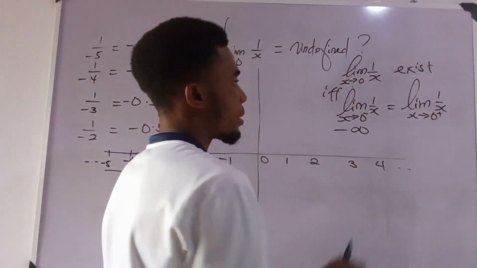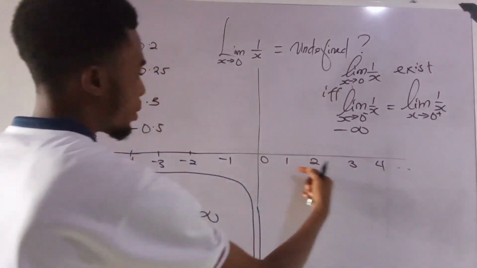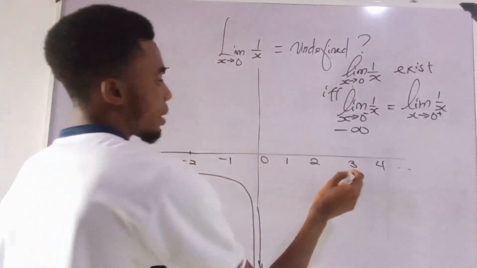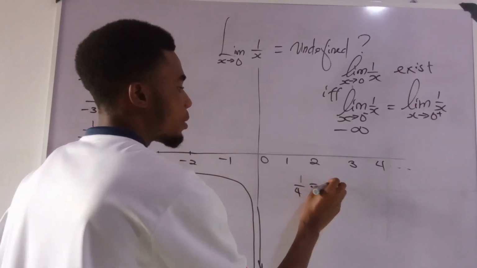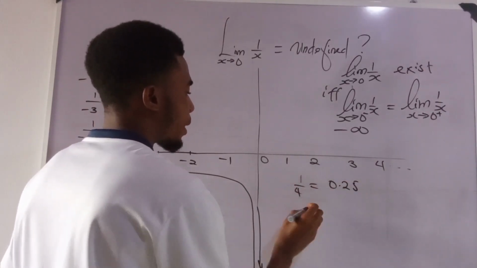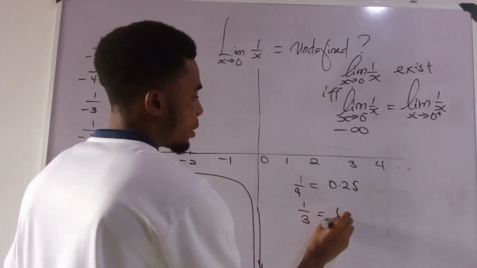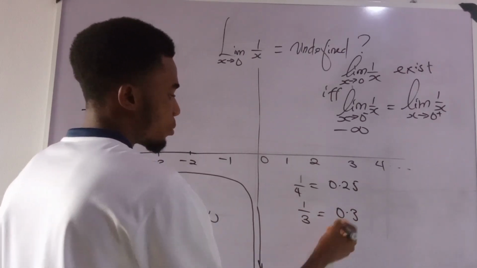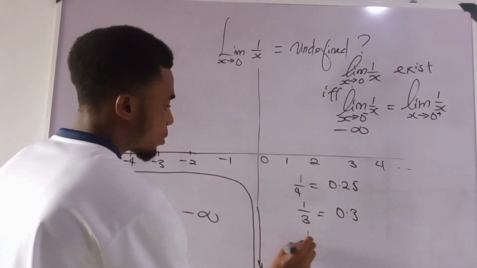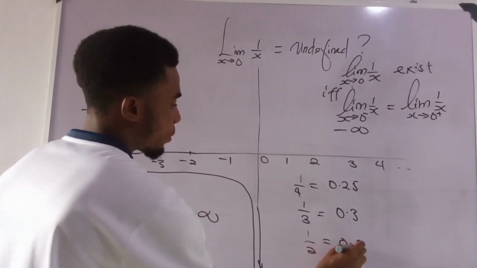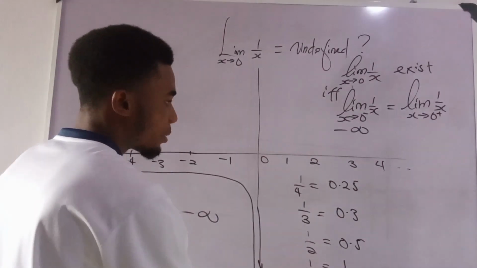Now let us look at the values on the right-hand side as x approaches 0 from the right-hand side. Let's start with 4. If I have 1 over 4, which is going to give me 0.25, and I have 1 over 3, 1 over 3 gives me approximately 0.33 and all the rest, so approximately that. Now 1 over 2 becomes, as we know, 0.5. 1 over 1 is 1.